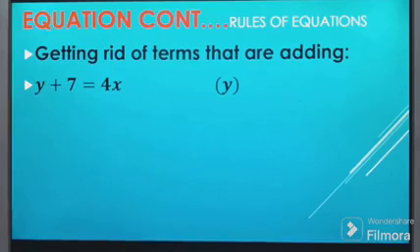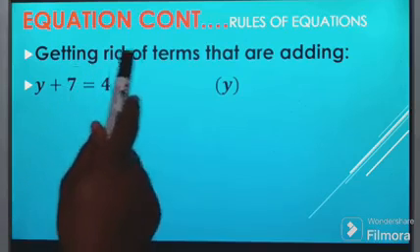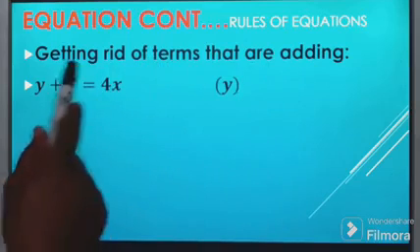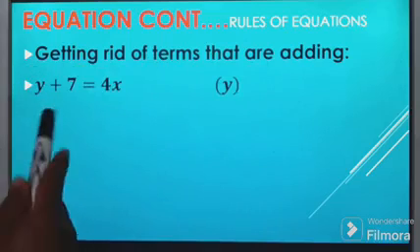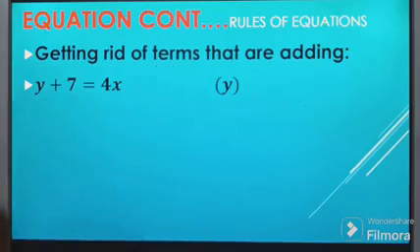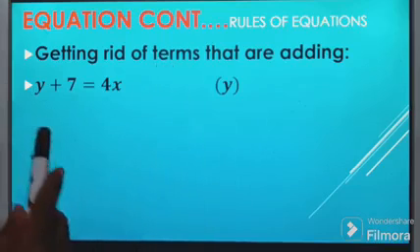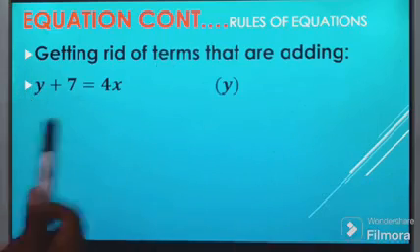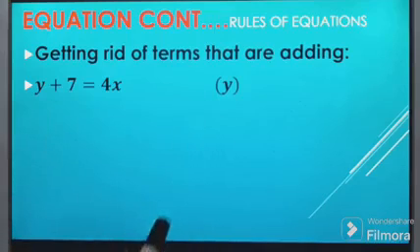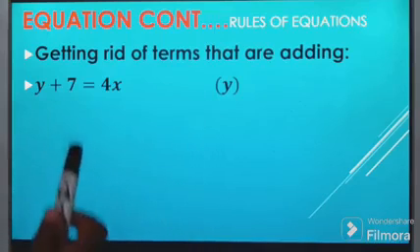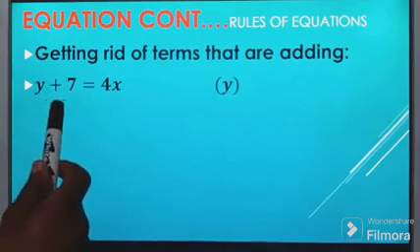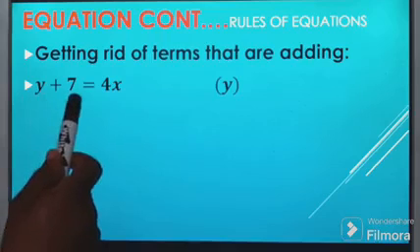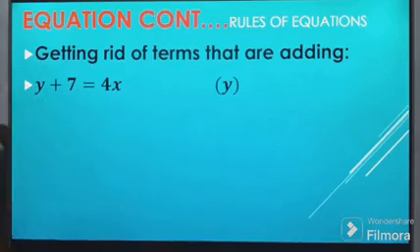So let's remember well, we're saying we need to get rid of terms that are adding. The thing is, when we make a subject of the formula, we want everything that is not y to be removed from that side. Remember, we have a left hand side and a right hand side. In our case here, we want the left hand side to have y only. It means y is the subject, the one we want to be alone.